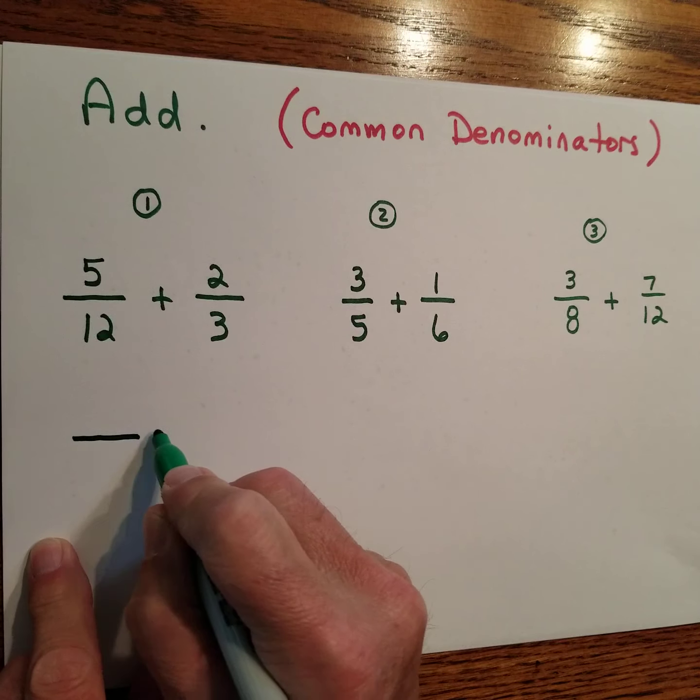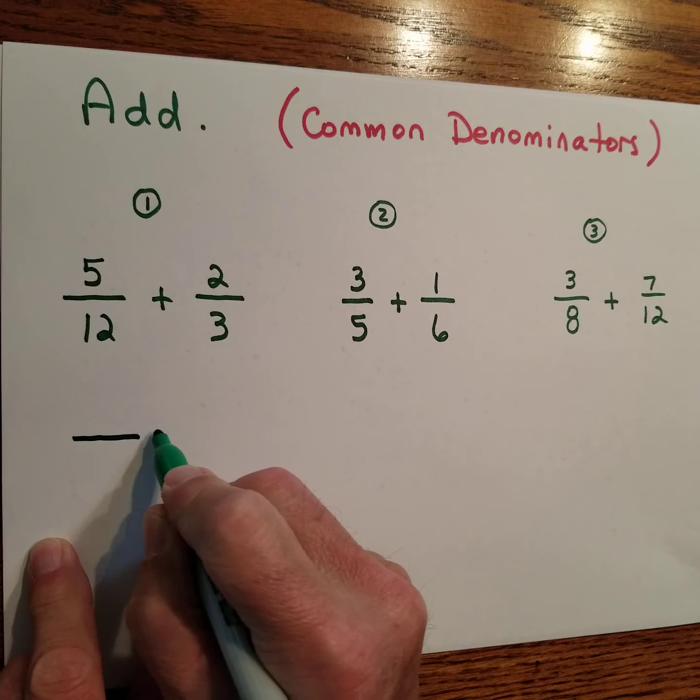Now there are tricks. Trick number 1, see if the small denominator divides evenly into the big denominator. Since 3 divides evenly into 12, 12 makes a good common denominator. The common denominator is just a number that both of these can divide into. Now we need the numerators. Here's how you get them.